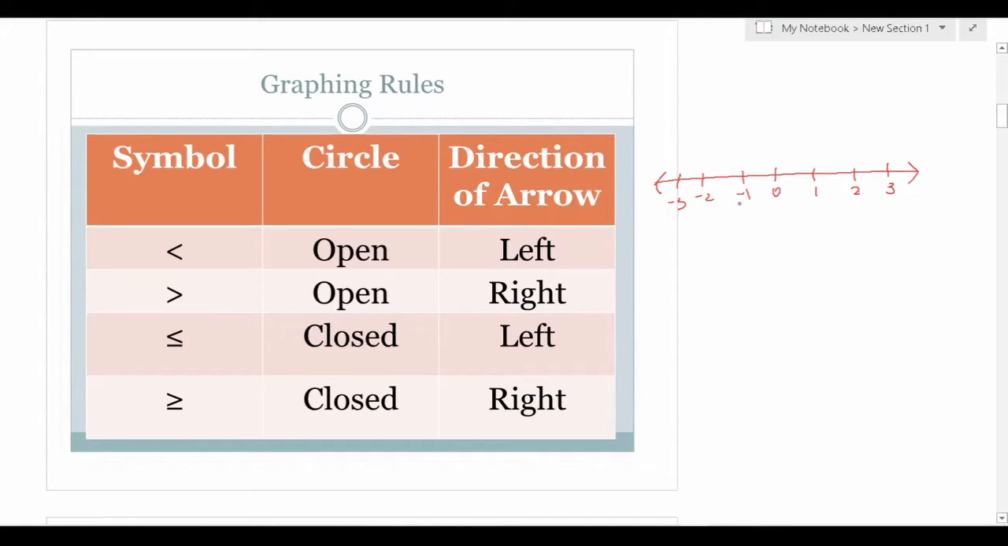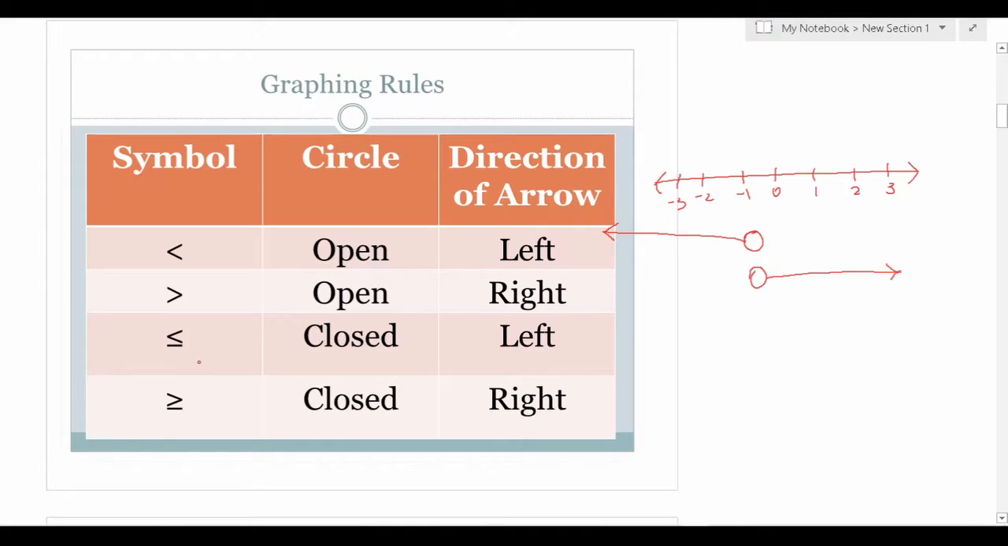But just for illustrative purposes, let's do these not on a number line. So if we have the less than symbol, we know we're going to be working with an open circle, and the direction of the arrow is going to go to the left. Similarly, if we have a greater than symbol, we know we're working with an open circle again, and the direction of the arrow is going to go to the right of the number line.